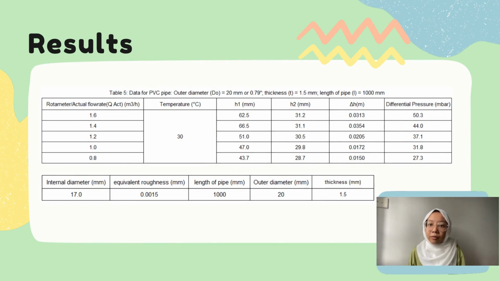The next one is for table 5. In table 5, we get the data for PVC pipe that has 20 mm outer diameter, 1.5 mm thickness, and 1000 mm length of pipe. Then, we also get the values of H1 and H2 and calculate the delta H. The internal diameter that we get for PVC pipe is 17 mm. The outer diameter, which is 20 mm, minus 3 mm, and we will get the internal diameter.